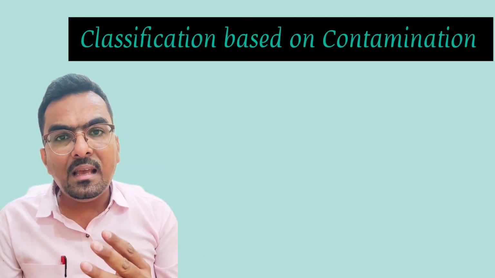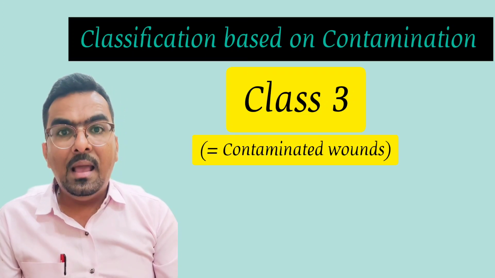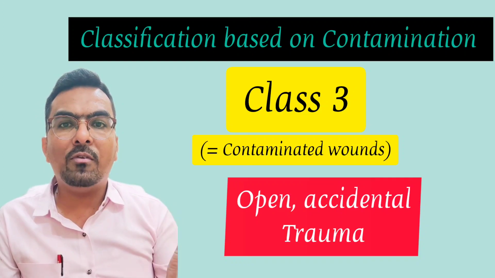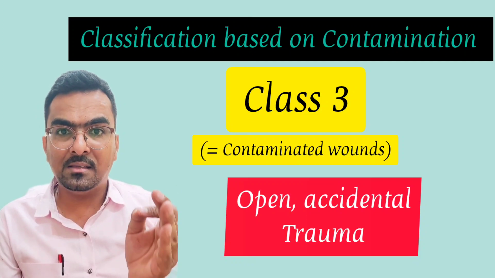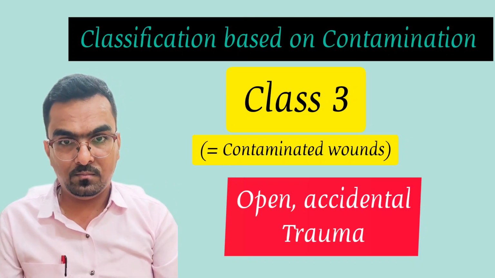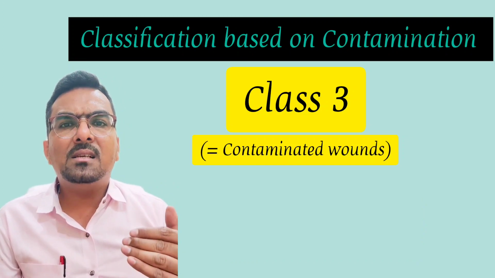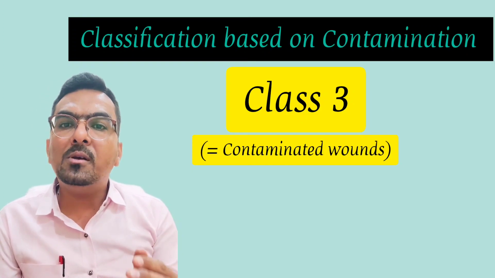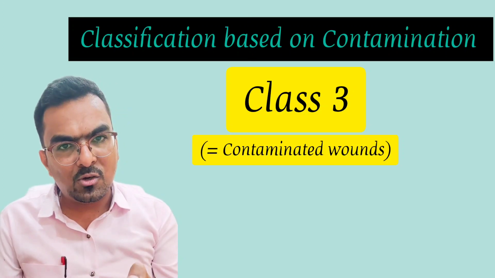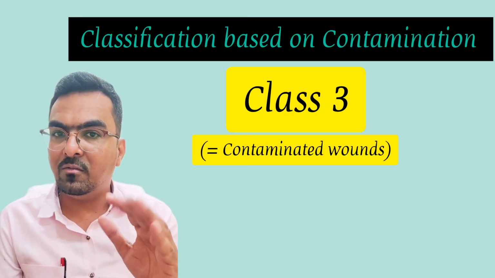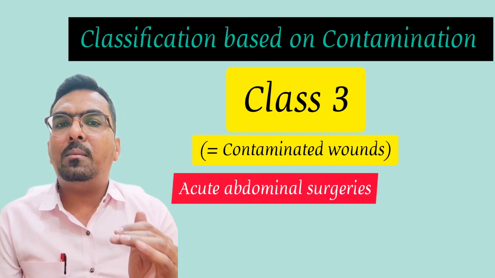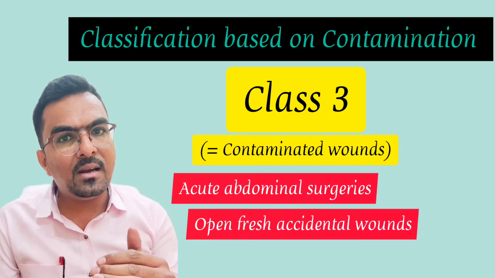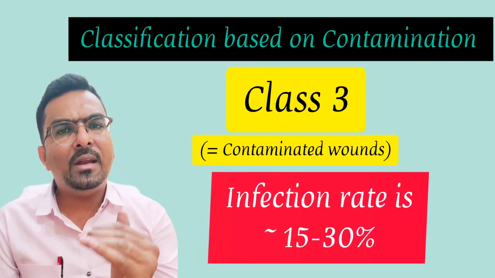The class 3 are contaminated wounds. An open accidental wound resulting from a trauma outside of a sterile setting is automatically considered as a contaminated wound. Additionally, any surgical wound where there is a major break in the sterile technique or obvious contamination from the gastrointestinal tract is considered as contaminated wound. For example, acute abdominal condition or open fresh accidental wounds. Here the infection rate is a bit higher and it is up to 15 to 30%.